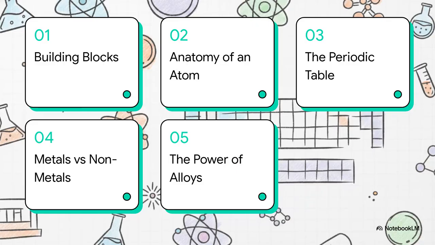So, here's our game plan. We'll start with the building blocks of matter, peek at the anatomy of an atom, decode the periodic table, compare metals and nonmetals, and wrap up with the awesome power of alloys. Basically, we're going from the absolute tiniest, invisible particles in existence, all the way up to the heavy-duty materials we use every single day in the macro world.